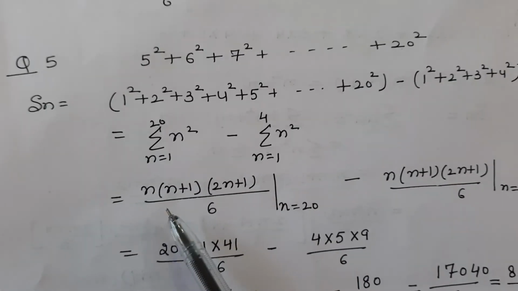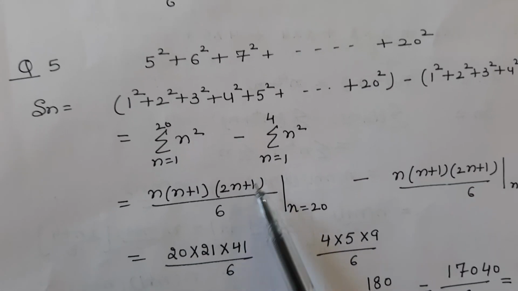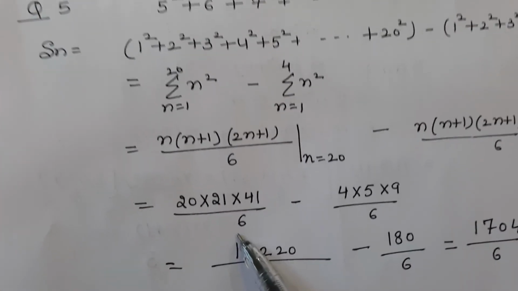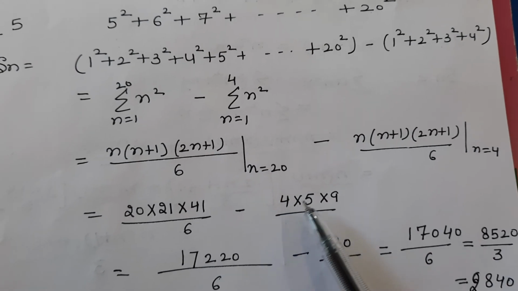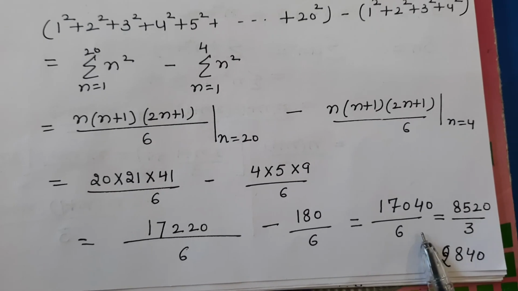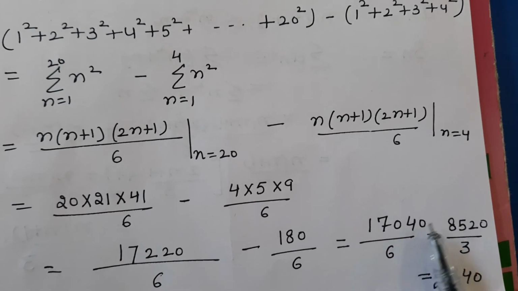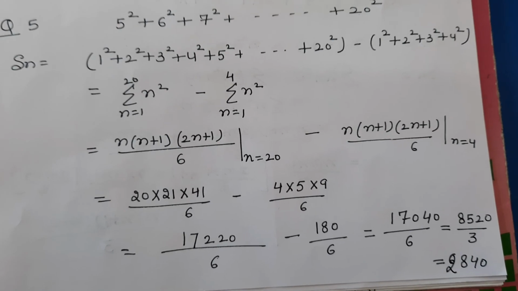So put n as 20 here, you will get 20, 20 plus 1, 21, 2 into 20 plus 1, 41 by 6. Same here, put n is equal to 4. You will get 4 into 5 into 9 upon 6. Multiply them, take 6 as LCM and divide by 6. You will get 2840.